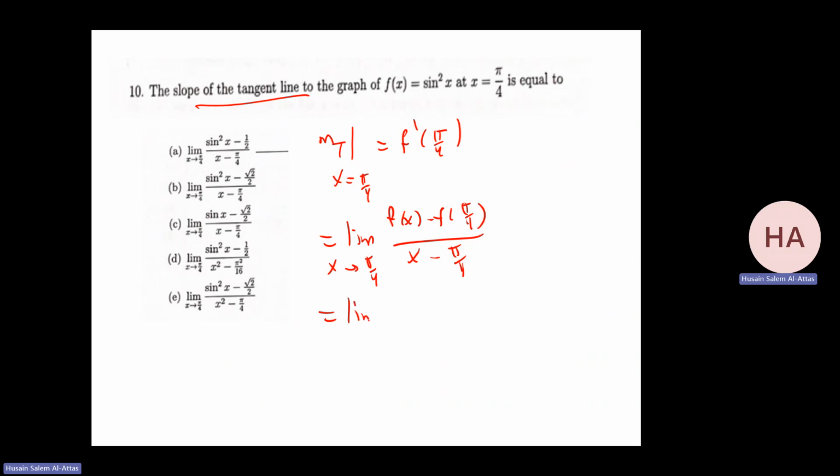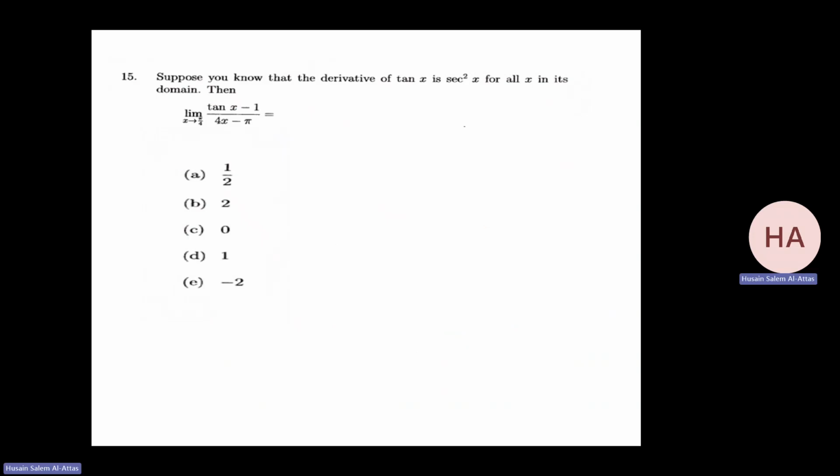That gives me the limit as x goes to pi over 4 of sine squared minus half, like what I did with cosine. It's the same idea, which is this one. Now this is a little bit different. Suppose that you know that the derivative of tan x is secant squared x. This is given.